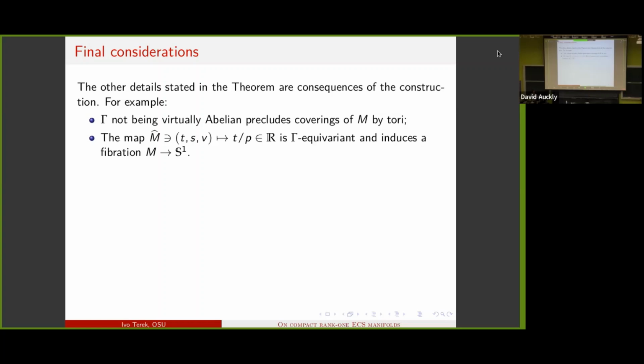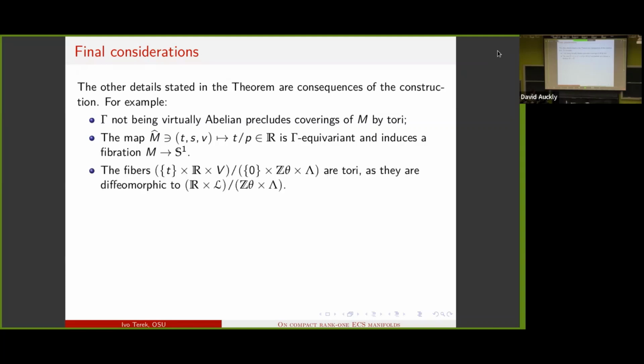Also, what do you know? You know that this map, that's basically the projection onto the first component of your PP wave, and you normalize it by the period, this turns out to be gamma equivariant and induces a fibration, since the fibers are compact. And actually, the fibers turn out to be tori as well, because you can just compute this quotient and other things of the sort.